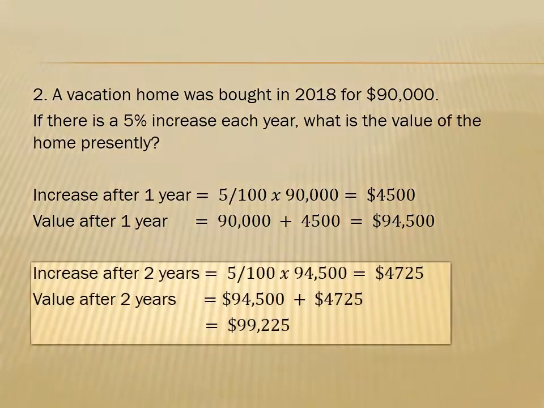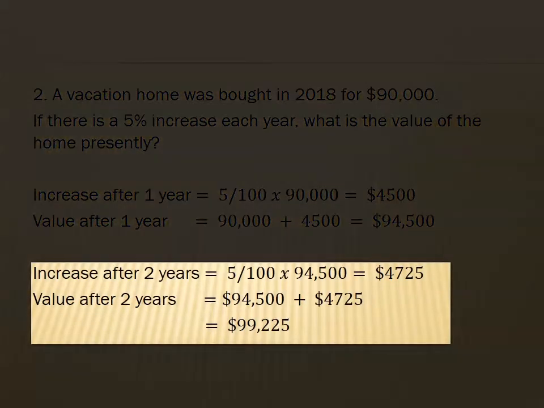To calculate the increase in value after 2 years, it would be 5% of 94,500, which was the value of the home after 1 year, and this would give us $4,725. So the value of the home after 2 years would be $94,500 plus $4,725, which would give us $99,225.